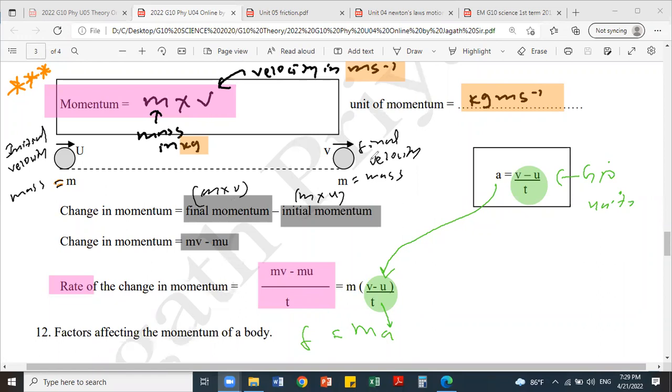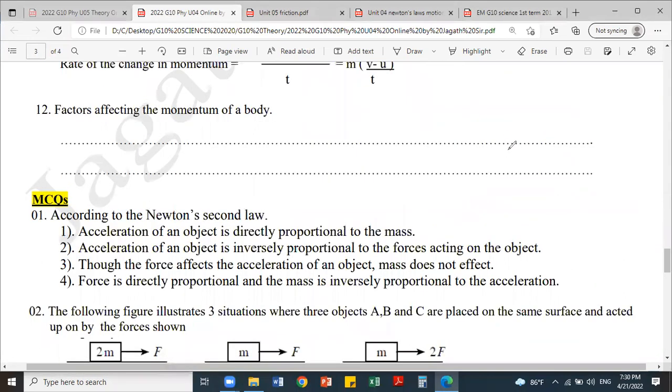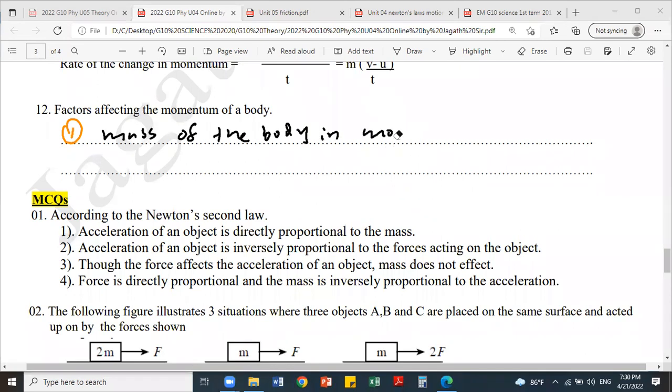Okay. Then next one, factors affecting the momentum of a body. Number one, the first factor that affects the momentum is the mass of the body. Mass of the moving body. Mass of the body or the object in motion.